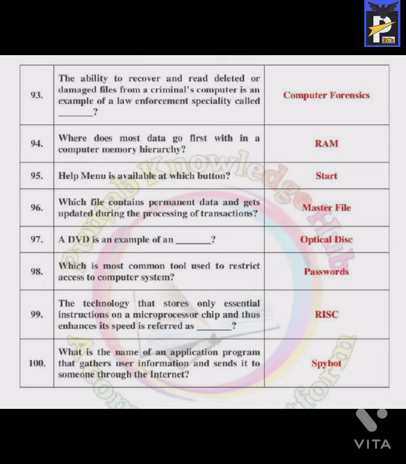Where does most data go first within a computer memory hierarchy? RAM. Help menu is available at which button? Start. Which file contains permanent data and gets updated during the processing of transactions? Master file. A DVD is an example of? An optical disc. Which is the most common tool used to restrict access to computer system? Passwords. The technology that stores only essential instructions on a microprocessor chip and thus enhances its speed is referred to as? RISC.